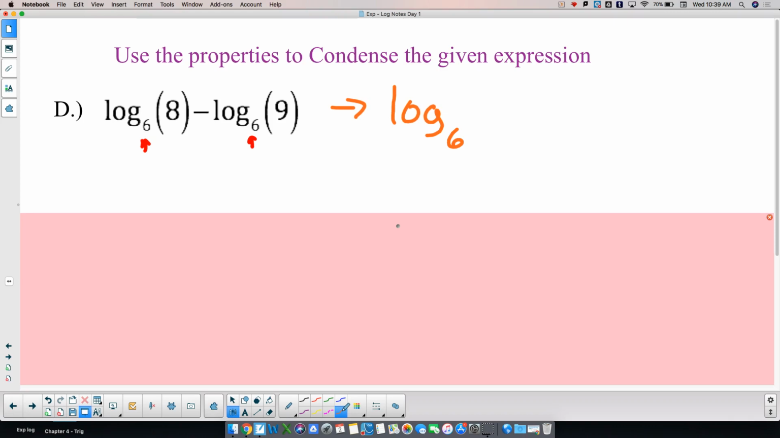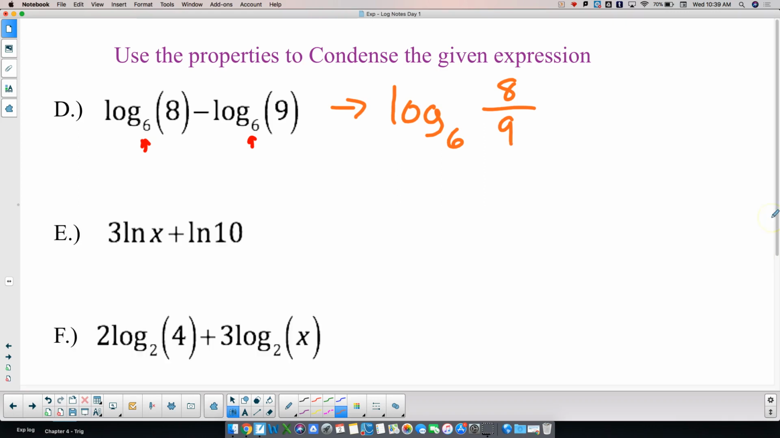Subtraction of two logs. Is that product, power, or quotient? That's quotient, right? Okay. So quotient says we divide, right? Left divided by right. So left is 8, right is 9, and then I look to see if that's reducible. Not. Okay. So that's my answer. Log base 6 of 8 ninths. Condensed into one single solitary log. You now condense those two.